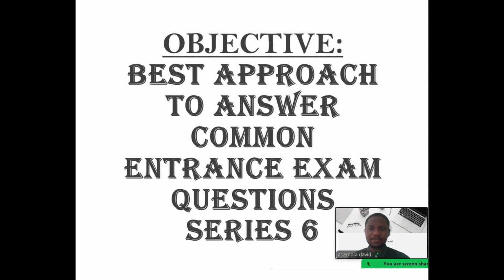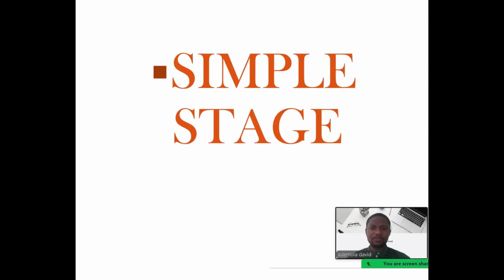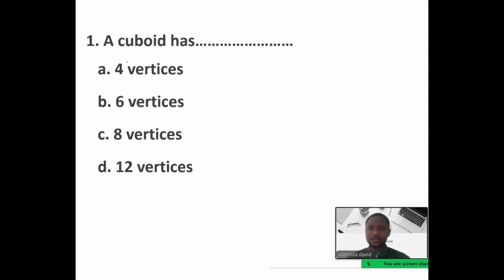Today we are looking at our Common Entrance Strategy Series 6. As you all know, we have grouped them into 3 categories: the simple, the medium, and the hard. Join me as we start the medium stage now. Number 1 said a cuboid has how many vertex?